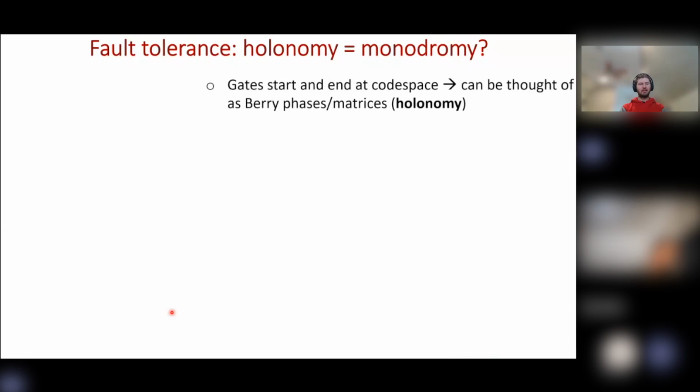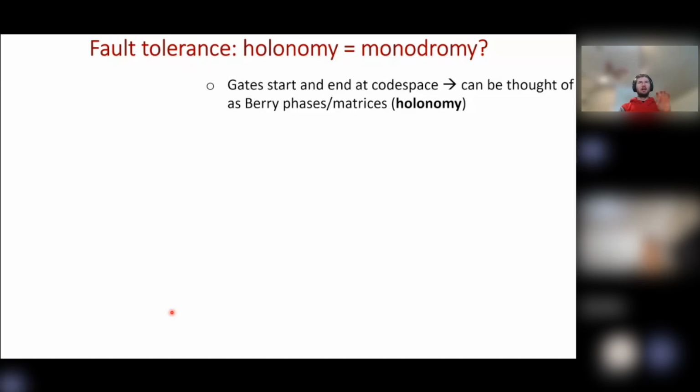There's a very general conjecture about fault tolerance that basically says that any kind of fault tolerant gate you can reformulate, recast as a topological Berry phase or Berry matrix on some kind of adiabatically deformed path of your states in your code. A Berry phase is something you get by deforming along a closed path, in some loop, a continuous parameter family of states. A Berry matrix is something you get when you do it with a subspace. Overall, Berry matrix is really just an informal name for a holonomy.